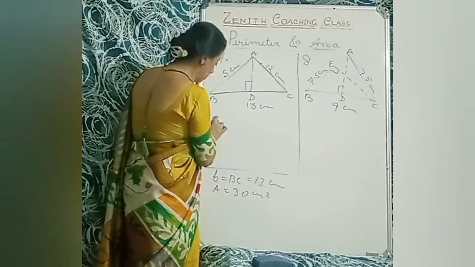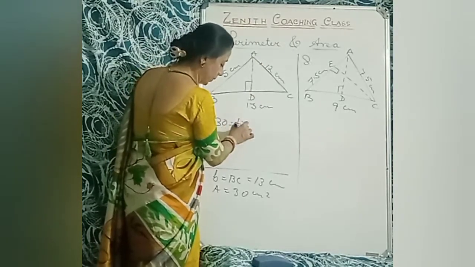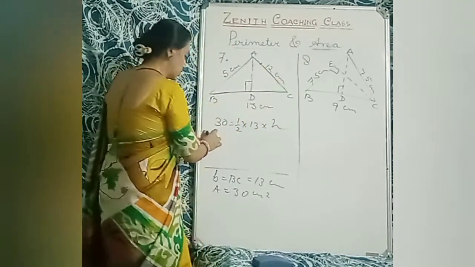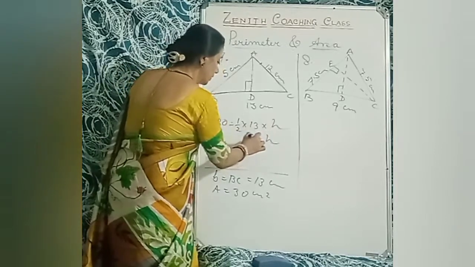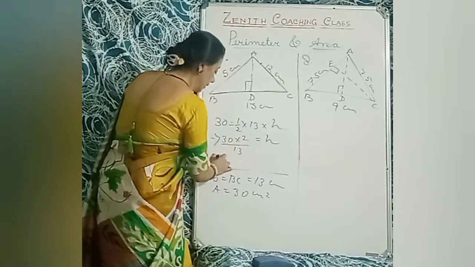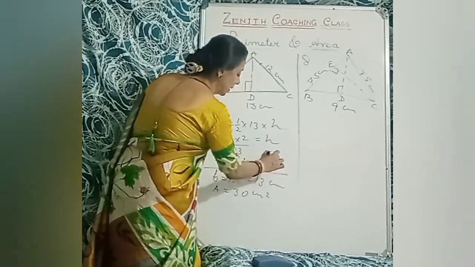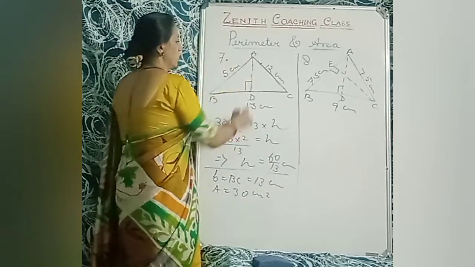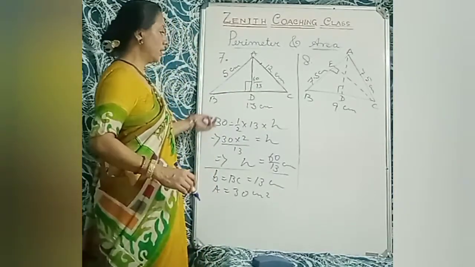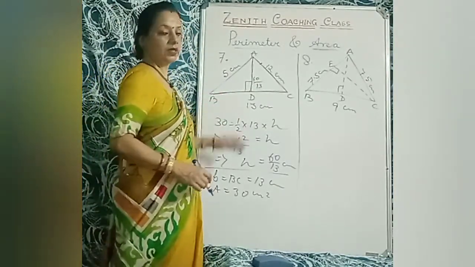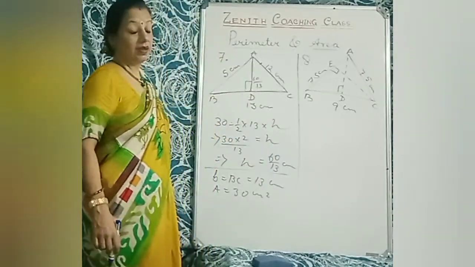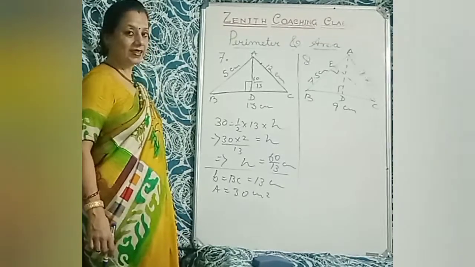So area equals 30 is equal to half multiplied by base multiplied by height. Altitude means height. So height equals 30 multiplied by 2 by 13, that is height equals 60 by 13 centimeter. So AD equals 60 by 13 centimeter. You can take it as a decimal also; I am not taking it, please calculate. So height equals AD equals 60 by 13 centimeter. Understood the sum? So, next sum.